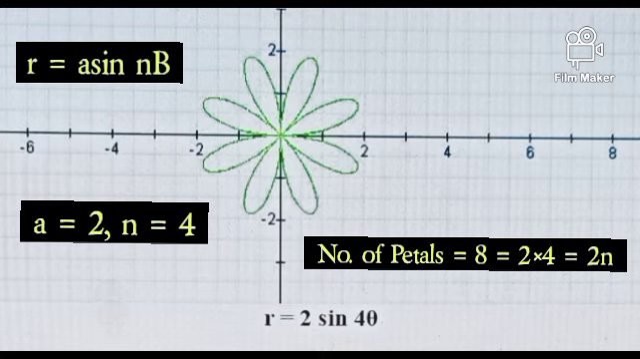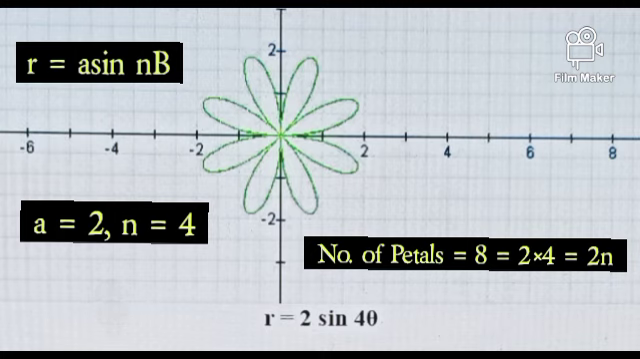The number of petals 8 is equal to 2... 8 is again an even number divisible by 2, hence 8 is equal to 2 multiplied by 4. But 4 is the value of n. So the number of petals for n equals 4, 8, can be written in terms of n as 2 multiplied by n, where n is 4.